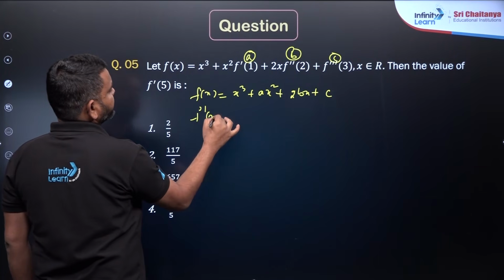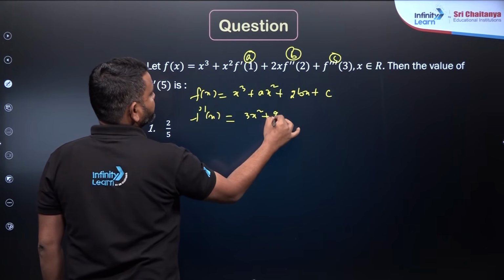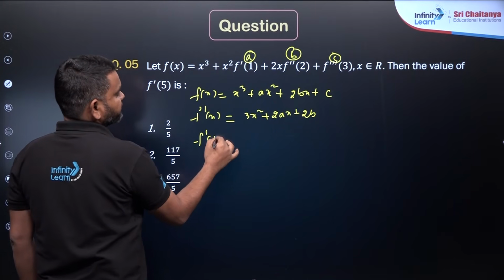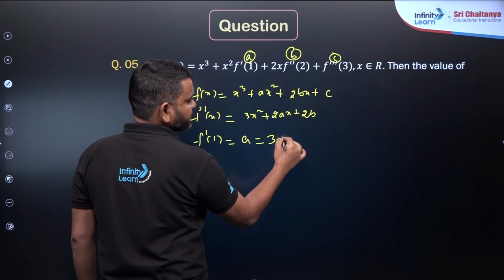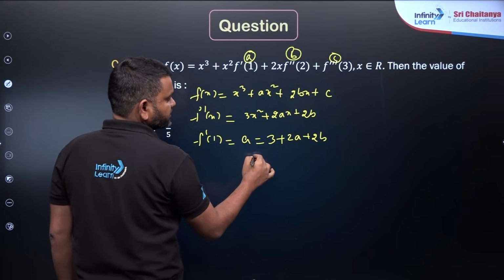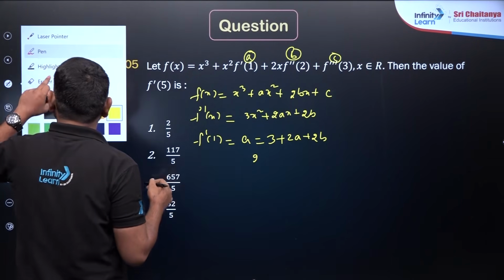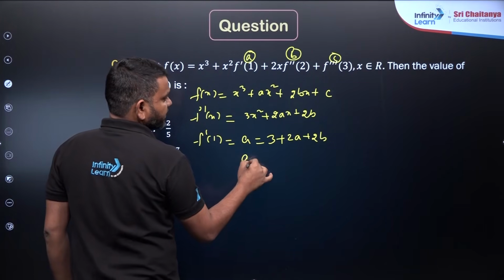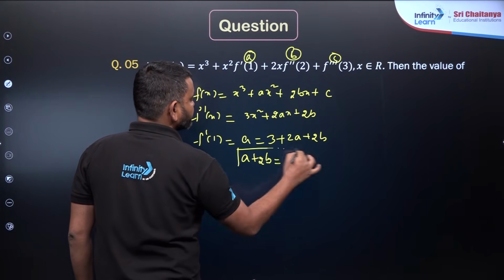Now f dash x is going to be 3x square plus 2ax plus 2b. Now if I substitute 1, f dash of 1 is nothing but equal to a, as I assumed here, and substituting 1 gives 3 plus 2a plus 2b. Now writing everything on one side, 2a minus a is only a. So here we get a plus 2b equals minus 3. This is one equation I am getting.